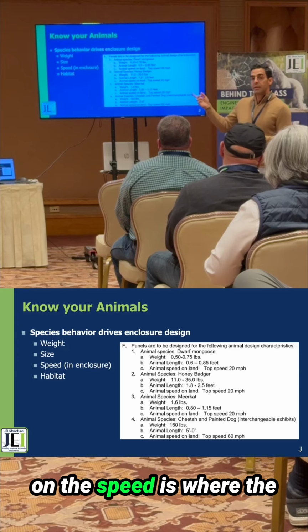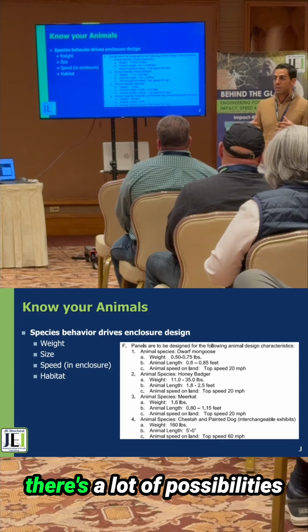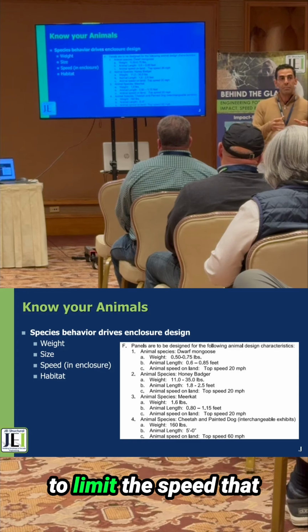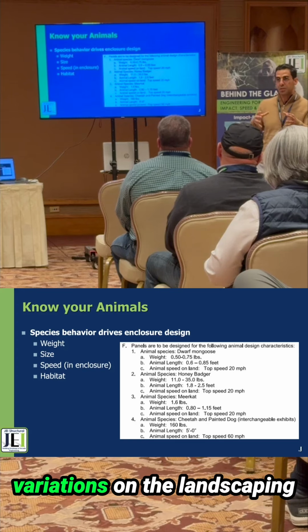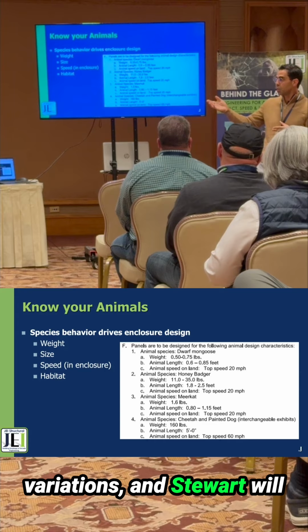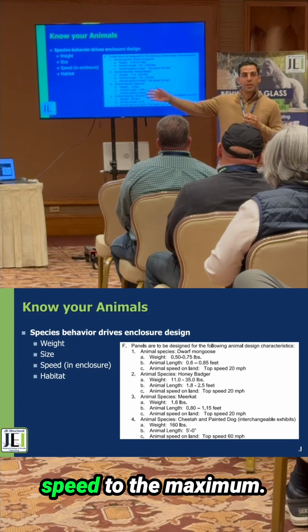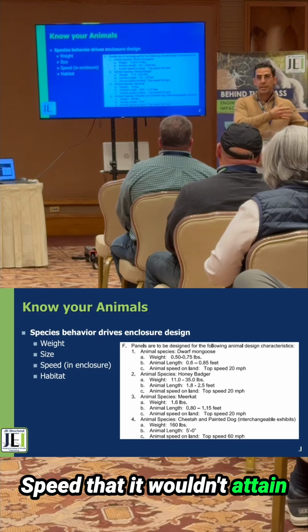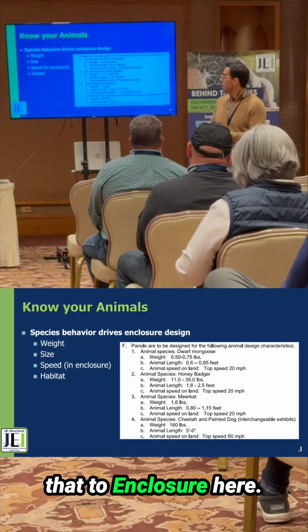The weight and the size are more determined, more finite. However, on the speed is where the design with the architect and the landscaping team offers a lot of possibilities to limit the speed that the animal can attain. There can be variations on the landscaping, and Stewart will touch on that in a little bit, on how to prevent the animal from sprinting at full speed, to the maximum speed that it would attain in the savannah in Africa, and compare that to the enclosure.